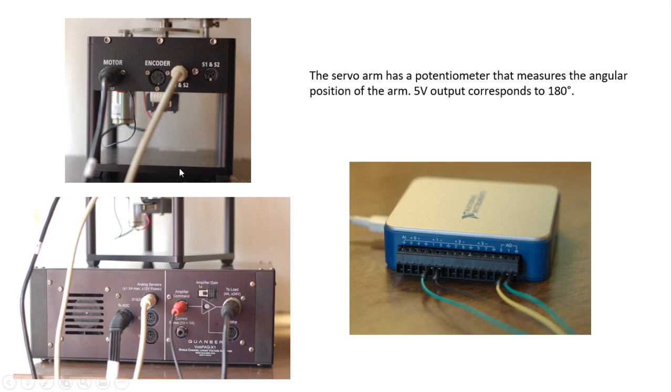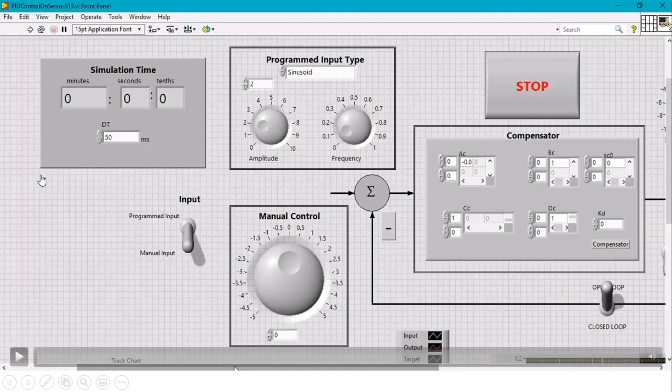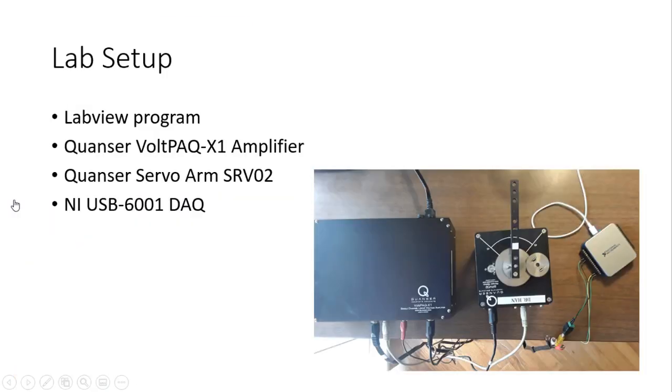If you're curious about the angle, here we go. This is the zero line. This is the 45-degree line. This is the negative 45-degree line. So at 45 degrees, can you do the math? What kind of voltage will the potentiometer send? 180 degrees corresponds to 5 volt, and 45 degrees will correspond to 1.25 volt.